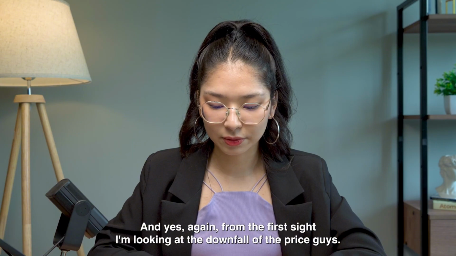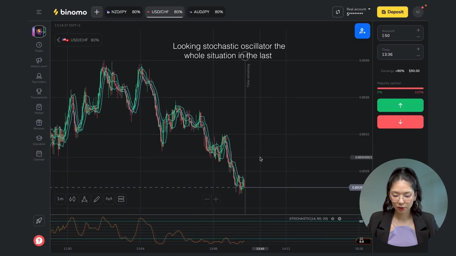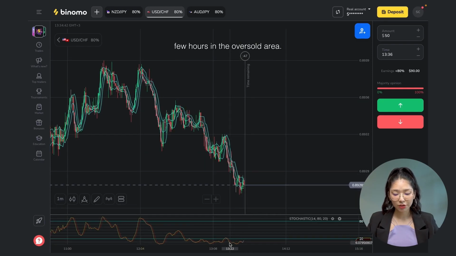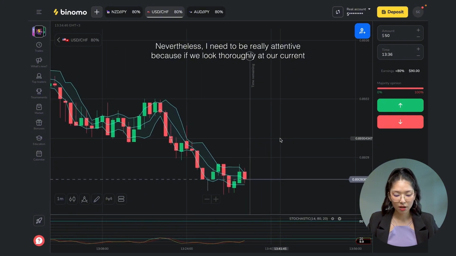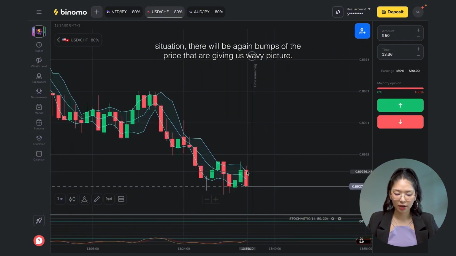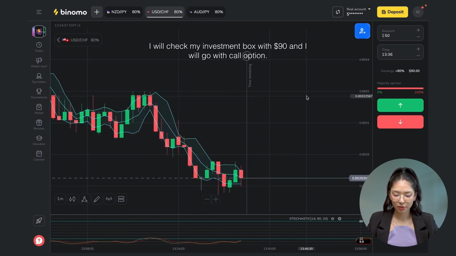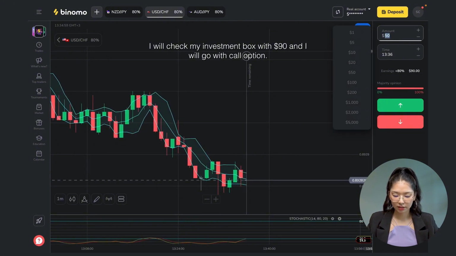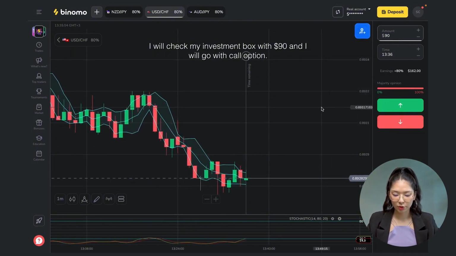Yeah, again, from the first side, I'm looking at the downfall of the price, guys. Look at the stochastic oscillator, the whole situation in the last few hours in the oversold area. So really cool. Nevertheless, I need to be really attentive, because if we look thoroughly at our current situation, there will be again bumps of the price that are giving us a wavy picture. So I will set my investment box to $90, and I will go with call option.